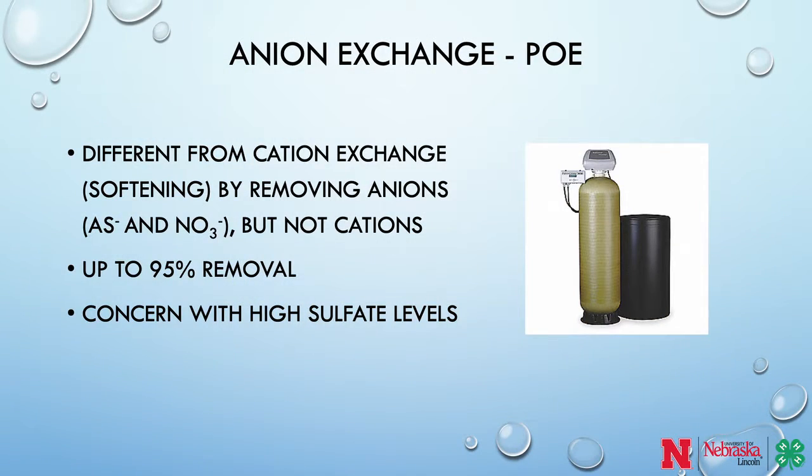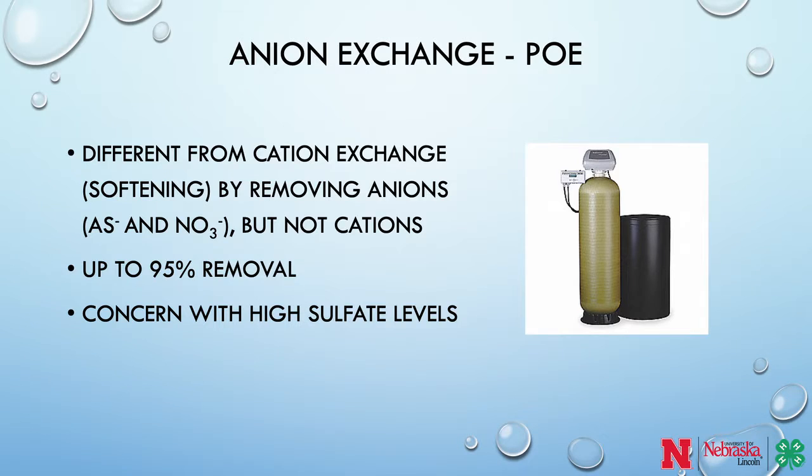Anion exchange is a point of entry. Of course, it's different from cation exchange because you're removing the anions rather than the cations. You have up to 95% removal. It's very good with arsenic and nitrates. And the one concern is with the high sulfate levels that are left behind.